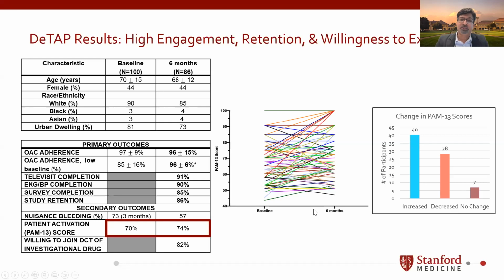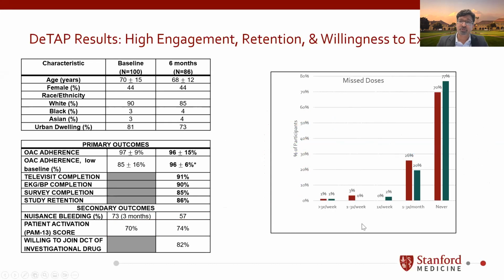And over those 6 months, we did patient activation measure scores, the PAM-13 score, and we found on average that patients did increase their engagement with their healthcare based on their survey results over the first 6 months. And in fact, over that same period, the number of patients who said they did not miss any doses of their medication started to rise.